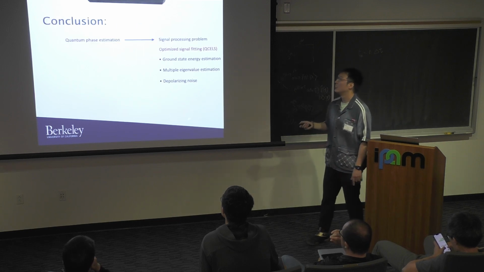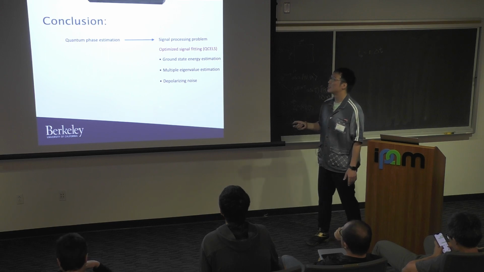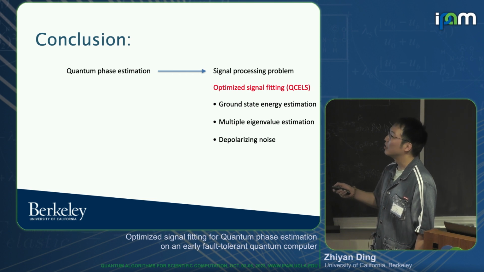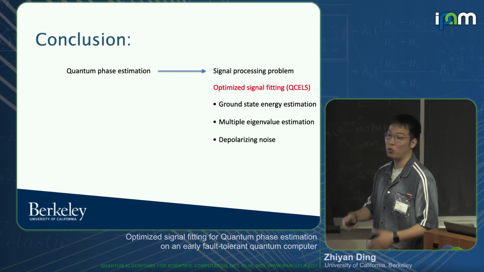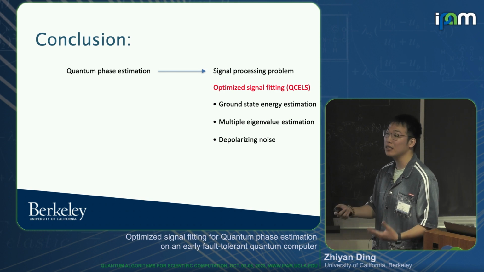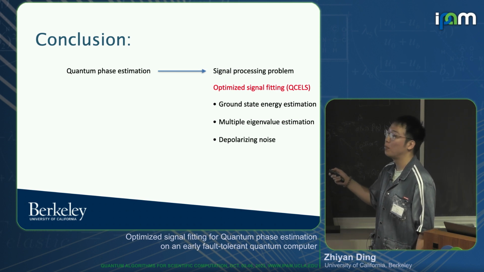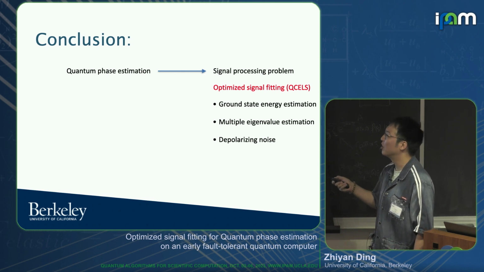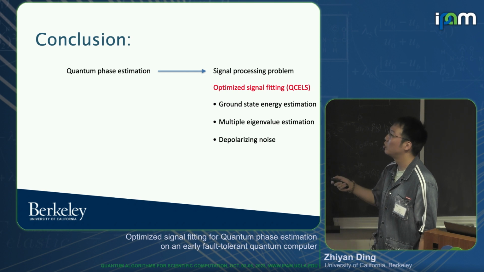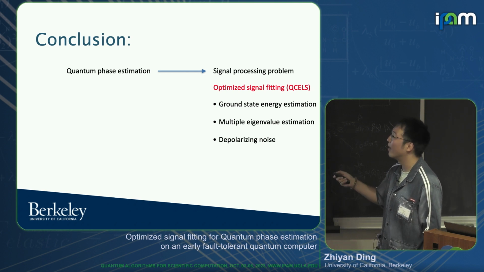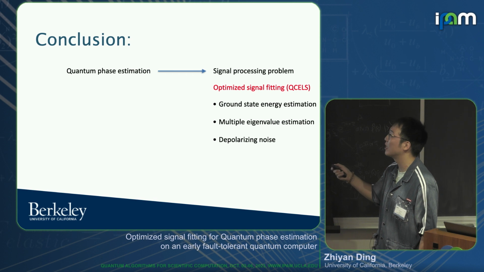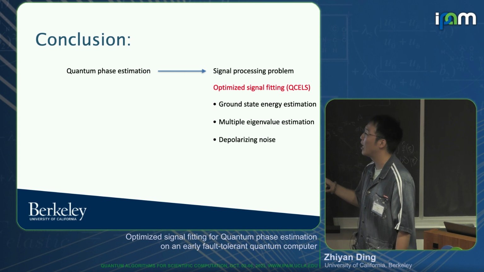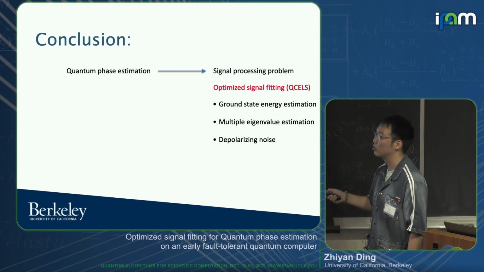Now I want to give some conclusions. In my talk, I told you that to do quantum phase estimation, if we use the Hadamard test circuit, we can translate it into a signal processing problem, essentially a classical problem. Then I tried to use QCELS to solve it, and I have shown that QCELS is a very robust method. It can do ground state energy estimation, multiple eigenvalue estimation, and also deal with the depolarizing noise.